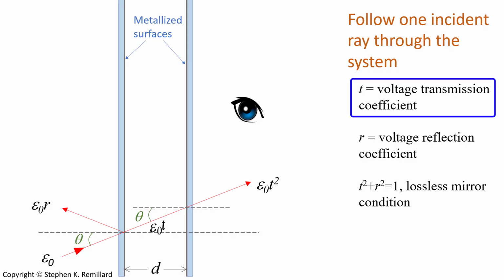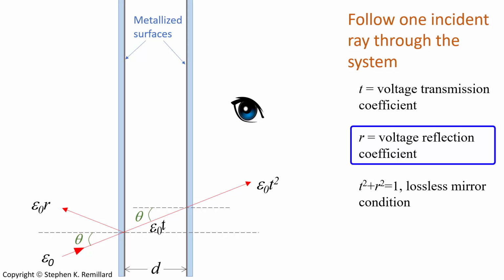Two responses of the system to light are to reflect it and to transmit it. Voltage transmission coefficient T tells you how much of the electric field makes it through one mirror, and the voltage reflection coefficient R tells you how much of the electric field reflects off of each mirror. The incident beam has an amplitude of E0. That's the amplitude of the electric field in that wave. It passes through the first mirror with a transmission coefficient T, which means some of that electric field reflects off with the coefficient R. It obeys the law of reflection, so the angle of reflection is also theta.